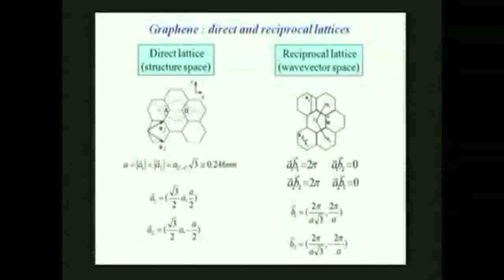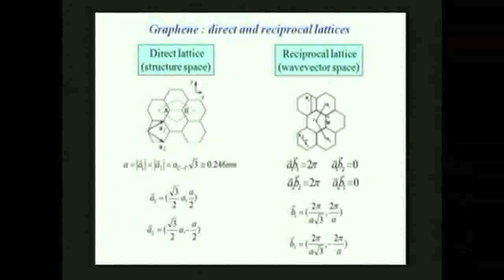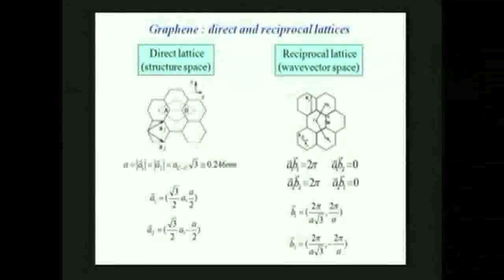And you can see from this relation that the norm, the amplitude of this vector must be the same, but it's not the same as A1 and A2. The product of the norms multiplied by the cosine of the angle between A1 and B1 must be equal to 2 pi. So it's quite easy to calculate, but we don't really have time to do it together, so I give you the results. These are the coordinates of A1 and A2 in this referential, and these are the coordinates of B1 and B2 in this referential.